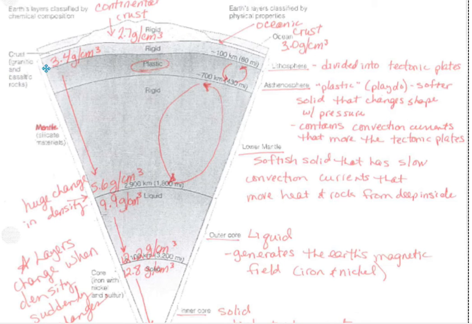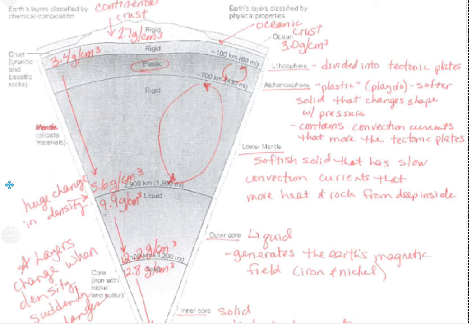Under that then we're starting with the mantle. This whole piece here is the mantle. We'll talk about the parts of the mantle in just a bit. But we start at 3.4 grams per centimeter cubed, and as we go down through the mantle, it increases gradually until we get to 5.6. Then, this is the end of the mantle and the beginning of the outer core, and right here we have a huge change in density, 4.3 grams per centimeter cubed change in density.